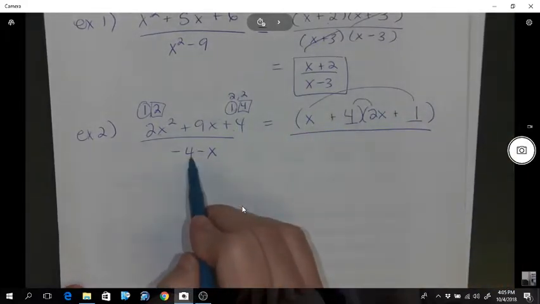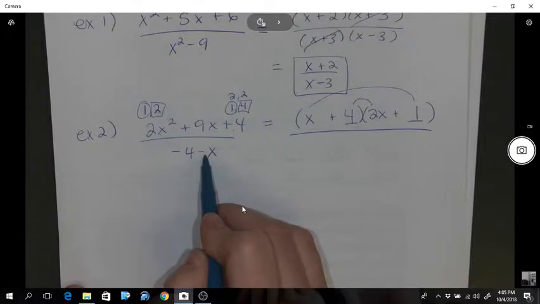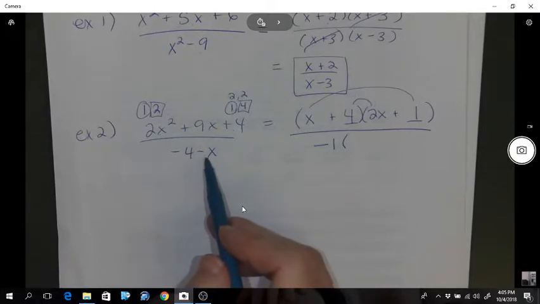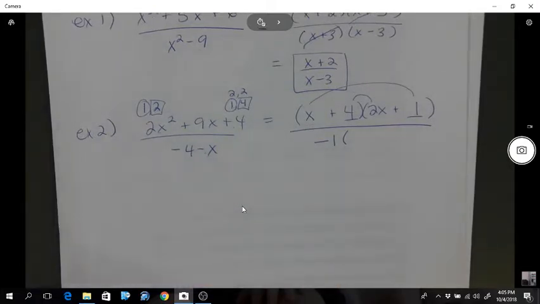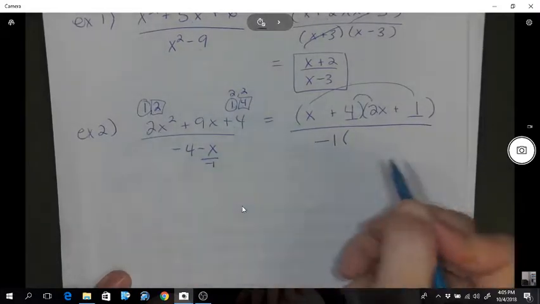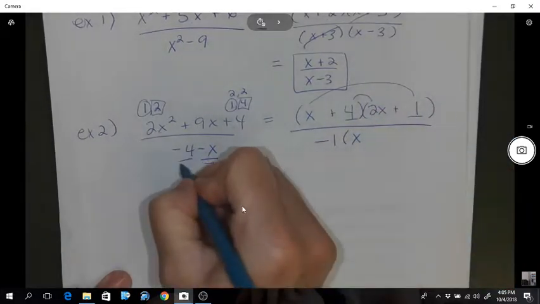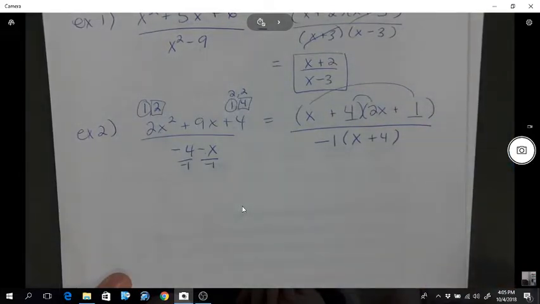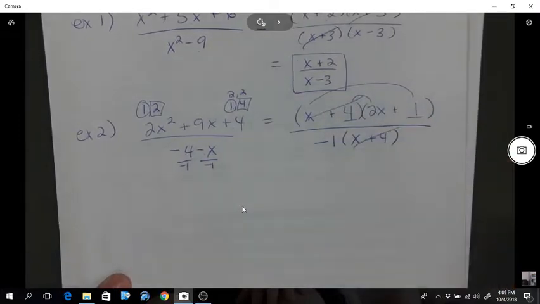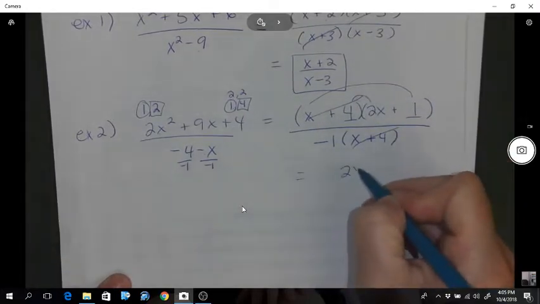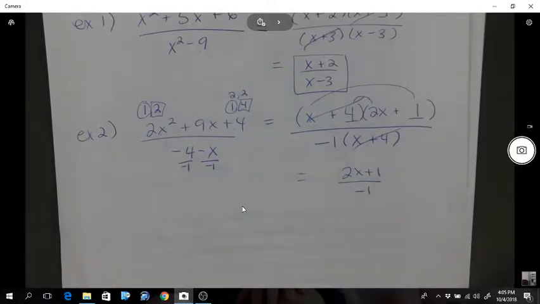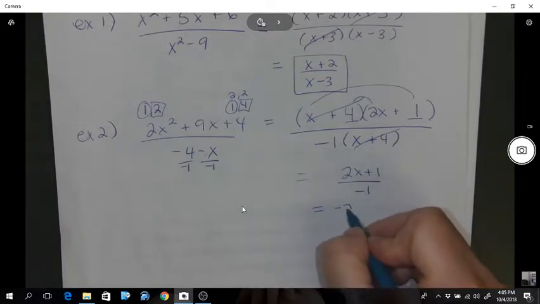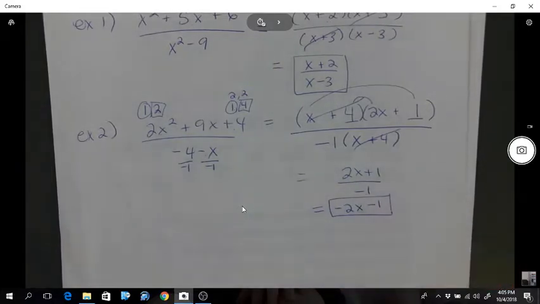In the denominator, I have a negative x, so I'm going to pull out a negative. And like I said before, I just like to flip the order so I can write my x first. So if I divide by negative 1, that's positive x. And if I divide by negative 1, that's a positive 4. So now I can see I have a cancel of a factor. And so I get 2x plus 1 over negative 1. And I can just make that a little bit better. I can divide this by negative 1 and have that as my final answer.